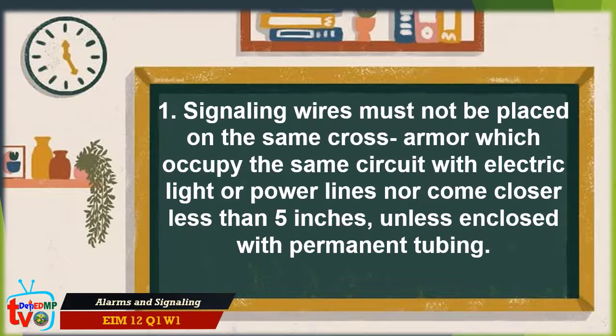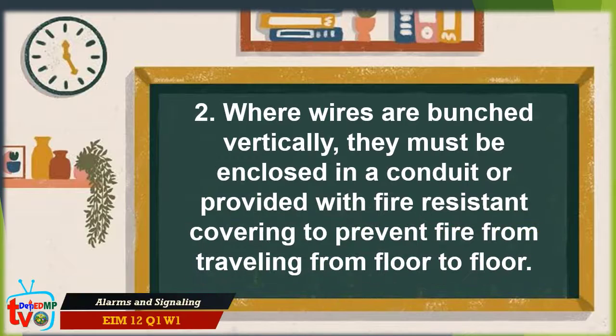Signaling wires must not be placed on the same cross arm which occupies the same circuit with electric light or power lines, nor come closer than 5 inches, unless enclosed with permanent tubing. Where wires are bunched vertically, they must be enclosed in a conduit or provided with fire-resistant covering to prevent fire from traveling from floor to floor.